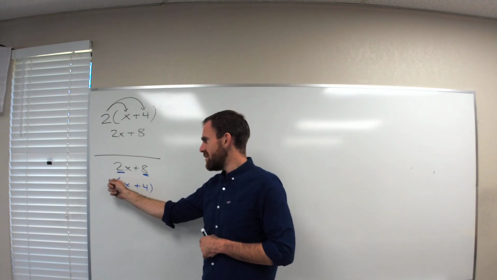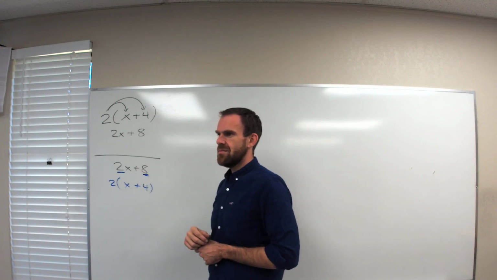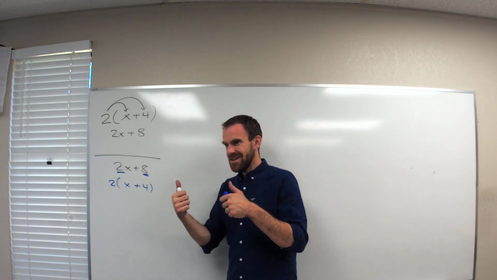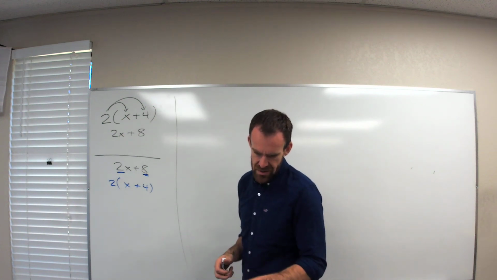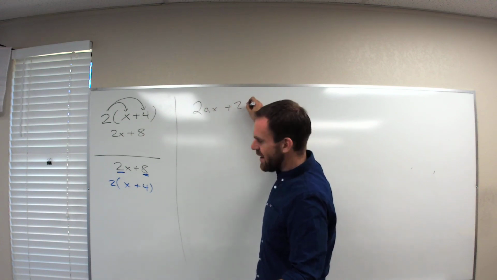So 2x divided by 2 is x. 8 divided by 2 is 4. Which is why I wrote 4 right there. Good? Okay, now we're going to put letters instead of numbers. So we're going to factor 2ax plus 2ac.